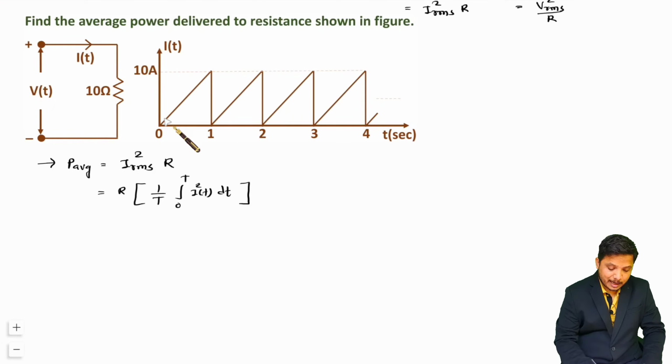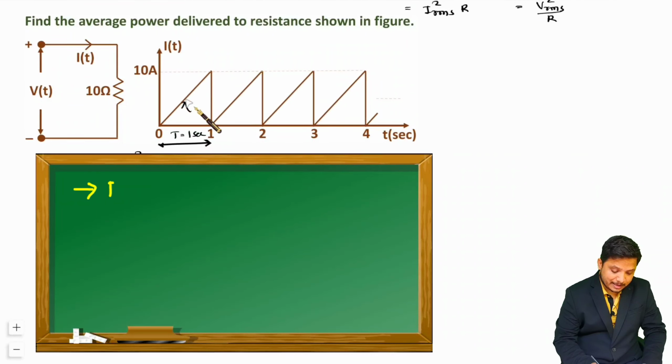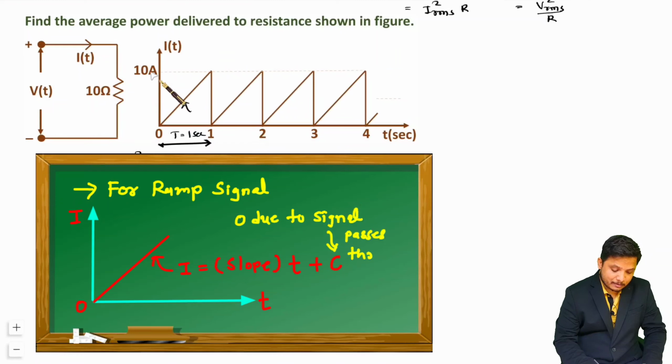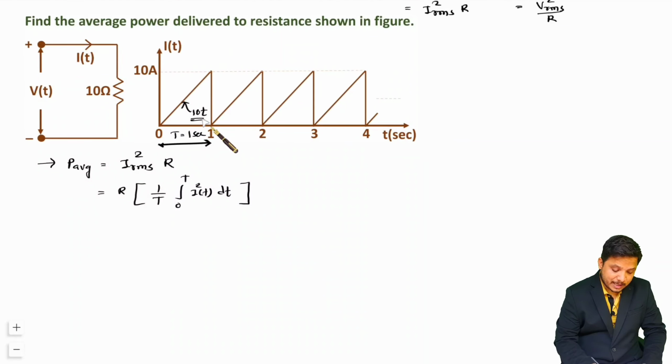If you see here, I of t repeats after every 1 second, right? So based on this waveform, the time period T is equal to 1 second, and I of t is a ramp signal, right? This I of t has slope y divided by x, where y is 10 and x is 1. So the slope is 10, and this ramp signal is slope into t, that is 10t. Now I have the function I of t, that is 10t.